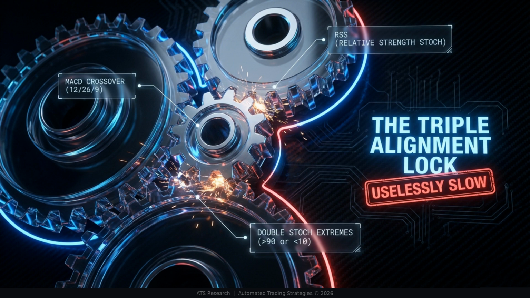Okay, that explains the silence. You're waiting for a perfect storm that almost never happens. It was safe, but it was just uselessly slow.